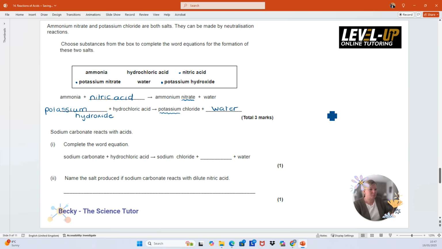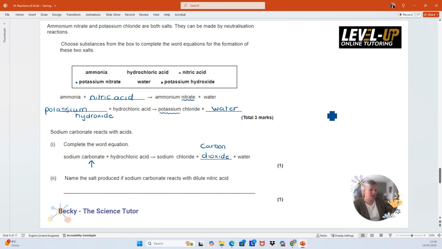Okay, sodium carbonate reacts with acids. Complete the word equation. Sodium carbonate plus hydrochloric acid gives sodium chloride, something and water. This is testing: have we noticed that it is a carbonate? Because it is a carbonate, we're also going to produce carbon dioxide. We still get our salt and water produced, but that carbonate reacts and produces carbon dioxide gas.